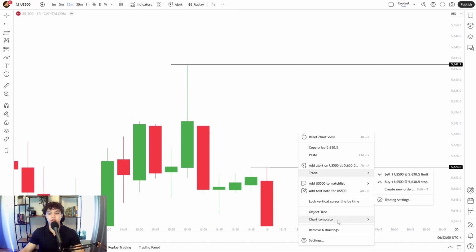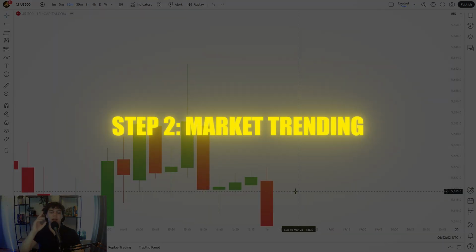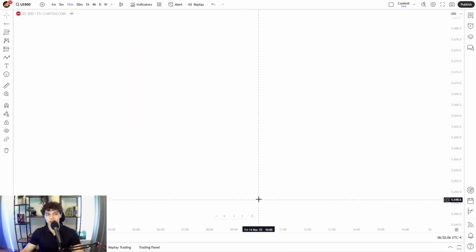Now let's actually move into step number 2, trends, market trends. Essentially, we have to understand the lifeblood of the market. Trends, the way these markets move is repetitive. They move like a wave, and we want to follow and ride the wave. We never want to go against the wave, the trend, because that's like going against a tsunami.